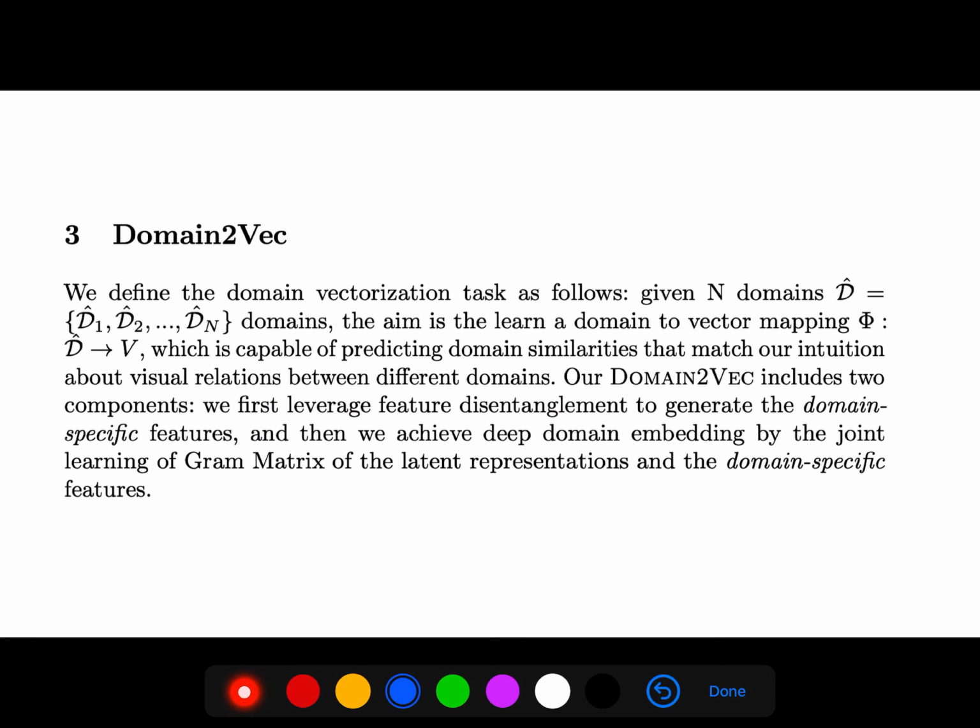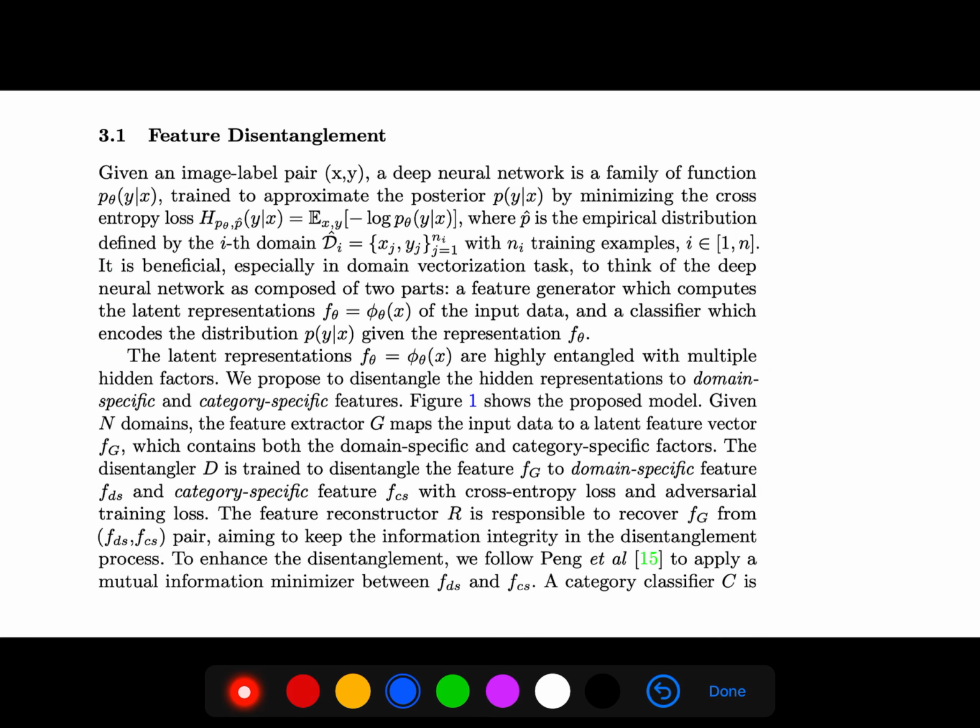So let's carry on. Where we define our domains D1, 2, and then define a domain, and we want to learn a domain to vector mapping. This phi is very important. We want to map from domain to a vector space, which is capable of predicting domain similarities. So first, feature disentanglement.